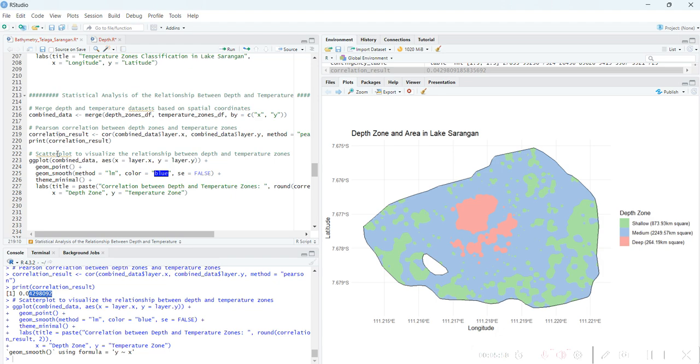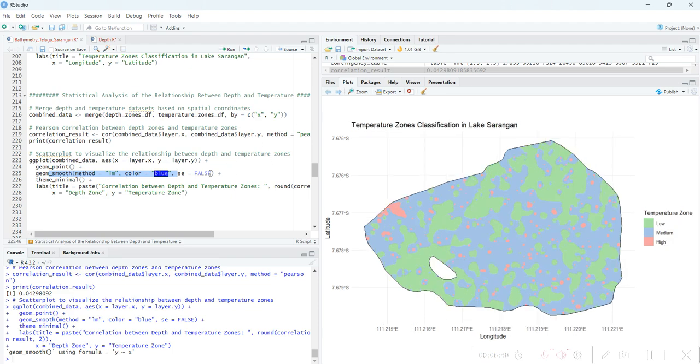Okay, now next we can also visualize the scatter plot. In this data we use ggplot2 to create a scatter plot. It contains the x and y layers. This maps the depth zones to the x-axis and temperature zones to the y-axis, like I said before. The points on the scatter plot show where the depth and the temperature zones intersect. And the linear method with the color blue adds a linear trend line to the plot, showing the general direction of the relationship between the depth and temperature zones.